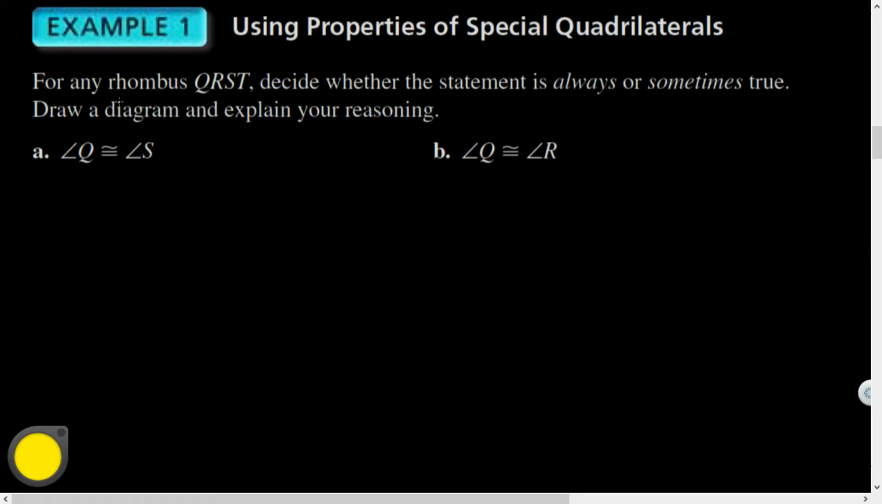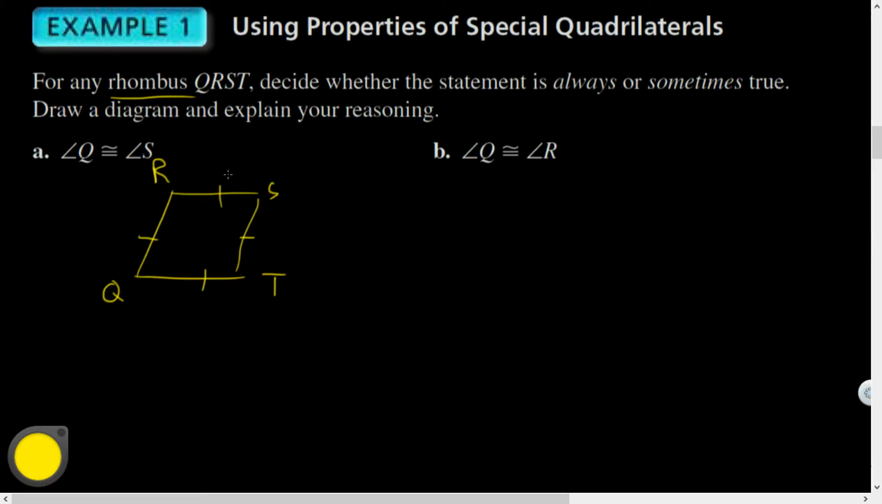So, for any rhombus, they've given us some very narrow description. Decide whether the statement is always or sometimes true. Draw a diagram and explain your reasoning. All right, so QRST. So here's a rhombus. By definition, if it's a rhombus, I know that these are congruent to each other.